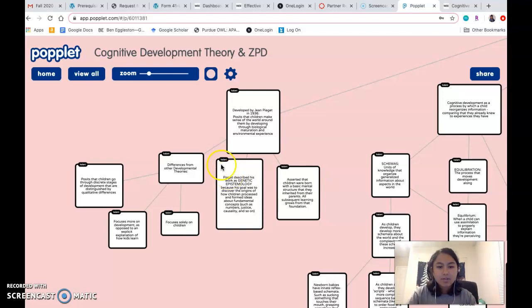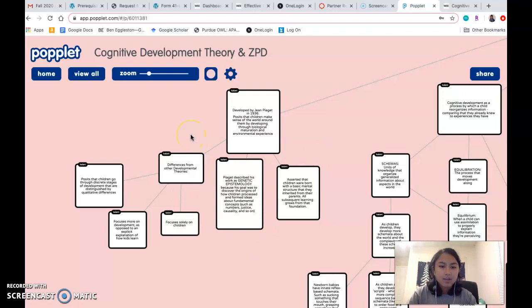So Piaget described his work as genetic epistemology. This was because his goal was to discover the origins of how children processed and formed ideas about fundamental concepts, such as numbers, justice, causality, and so on.